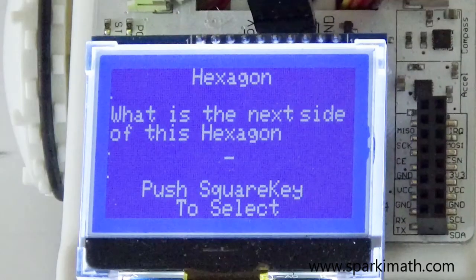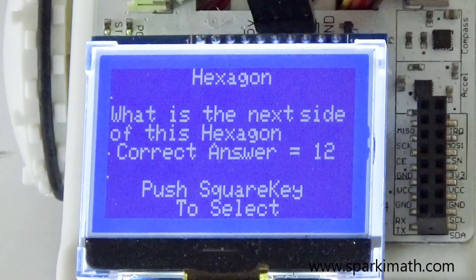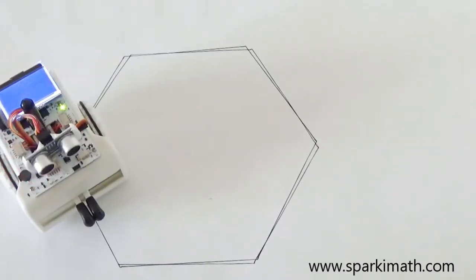All right, finally, he's going to ask us, what's the next side, meaning what's the next length of this hexagon? Can't remember. I think it's 11. We'll key in 11. Oh, it's really 12. So Sparki's pretty accurate about this. He says, no, it's really 12 centimeters.